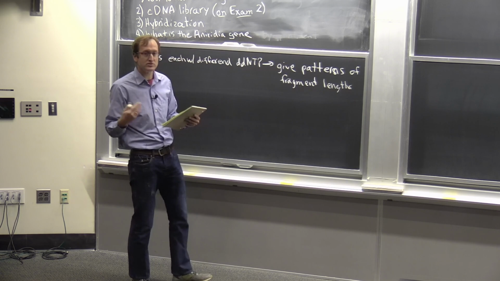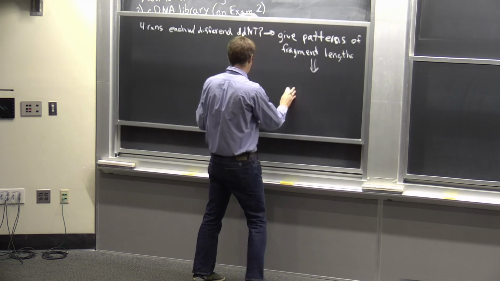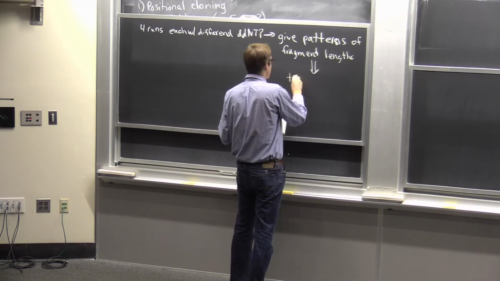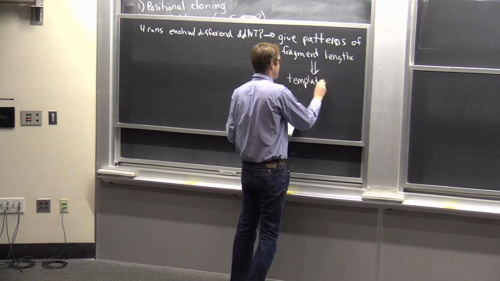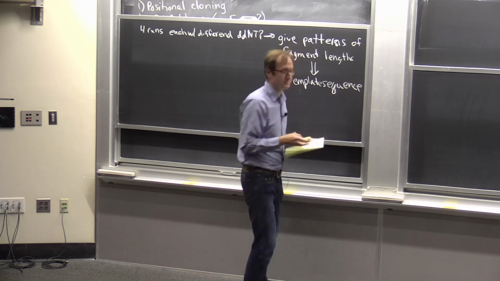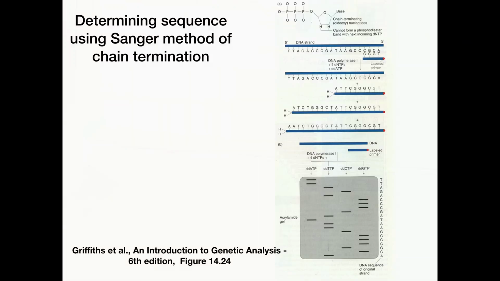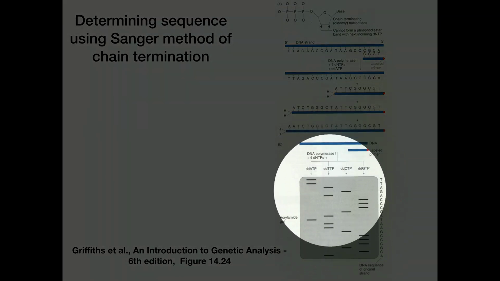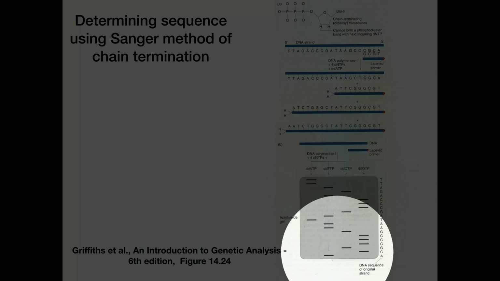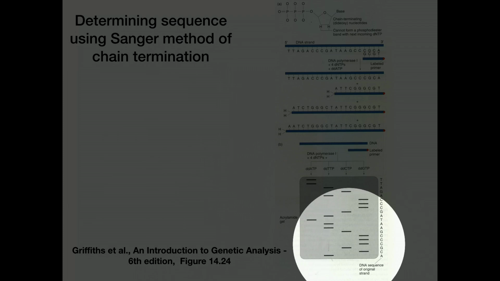And the different patterns are based on the sequence of the template, okay? And so if we look at the example up here, what you'll see is that in this banding pattern for dideoxy TTP, there's a really short fragment at the bottom there. And so that fragment indicates that there must be an A in the template sequence.